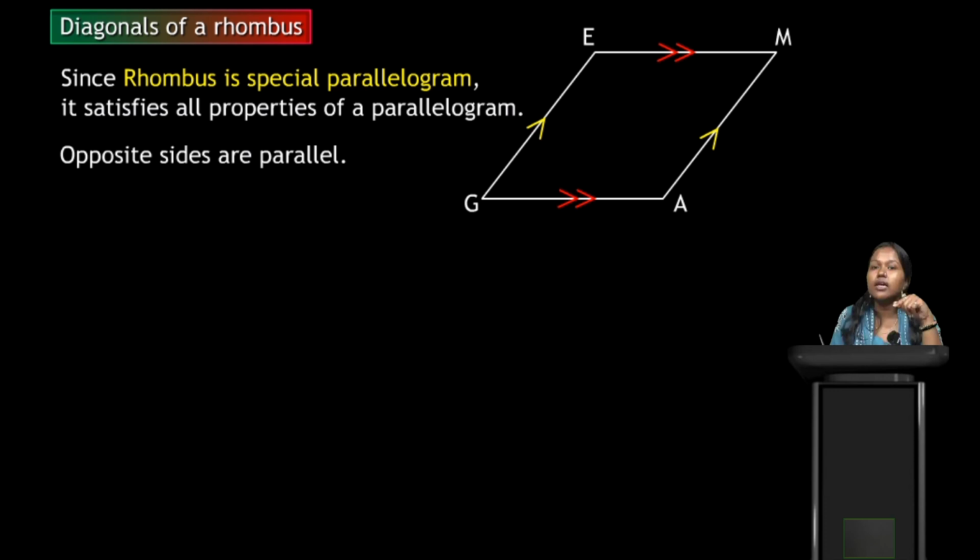So here you can see, with yellow single arrow we can say GE is parallel to AM. Similarly, with red color double arrows we can tell EM is parallel to GA. Opposite angles are equal also. Opposite angles are equal: angle A is equal to angle E. Because in a parallelogram opposite angles are equal.